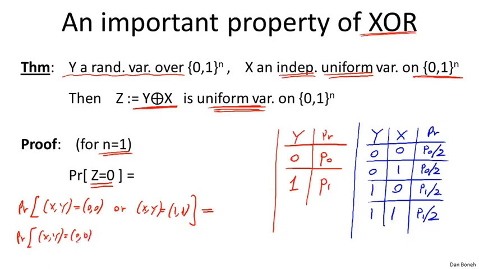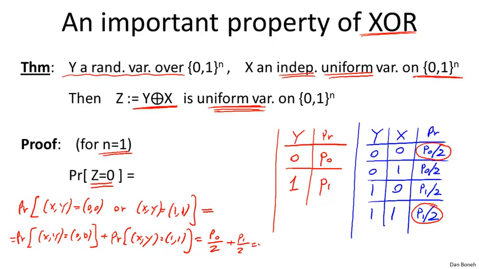So basically it's the probability that xy is equal to 0,0 plus the probability that xy is equal to 1,1. Now we can simply look up these probabilities in our table. The probability that xy is equal to 0,0 is simply P0 over 2. And the probability that xy is equal to 1,1 is simply P1 over 2. So we get P0 over 2 plus P1 over 2.